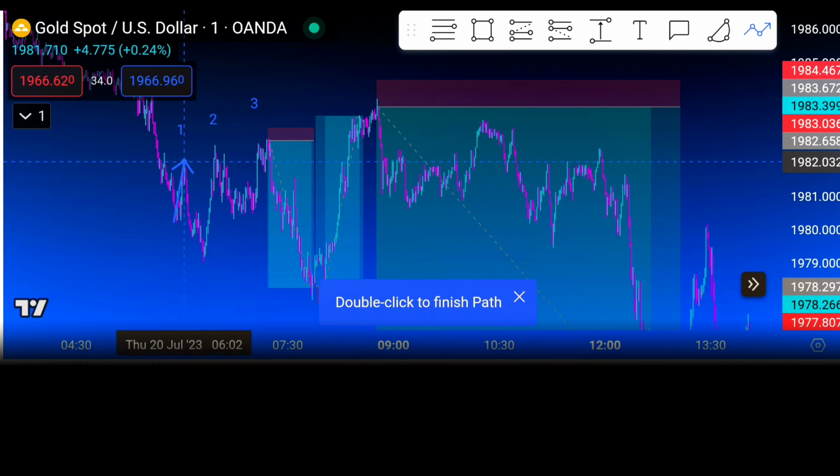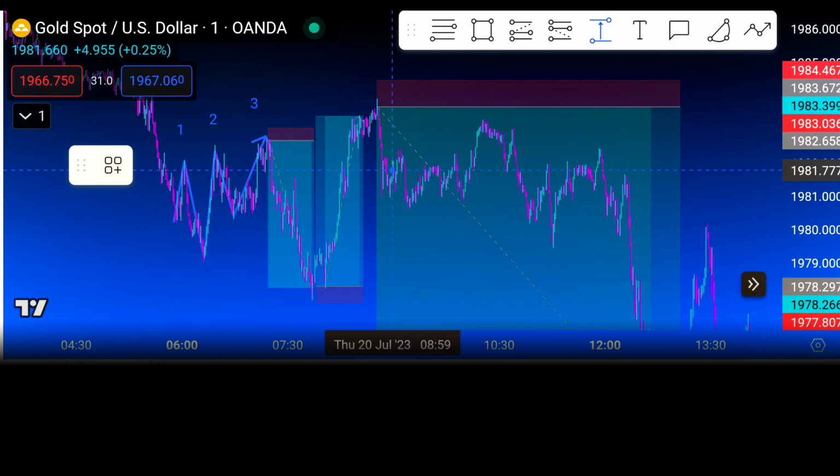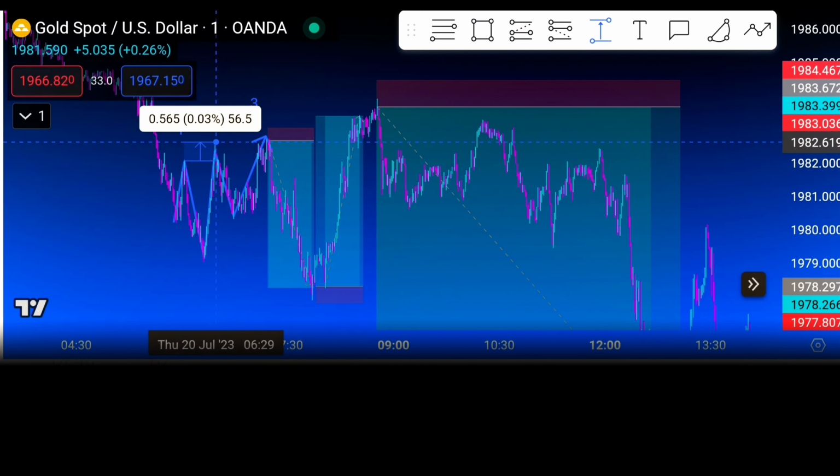As you can see here, we have 3 push highs, so we can open a sell trade. And to determine the point of entry, we use symmetrical nodes.